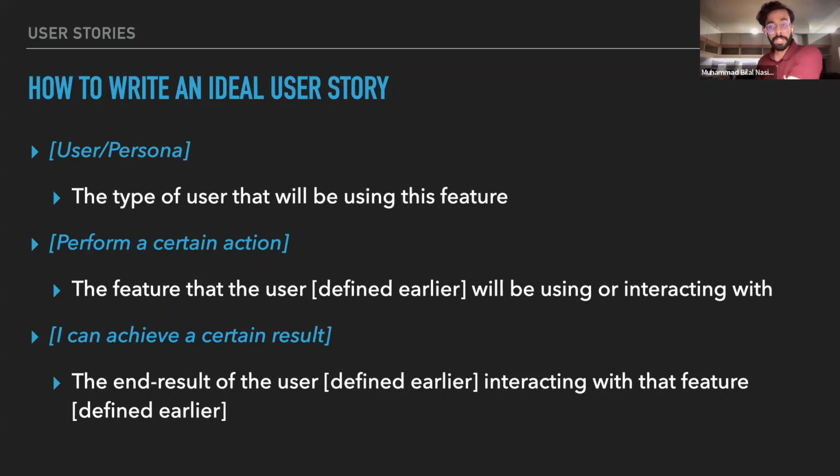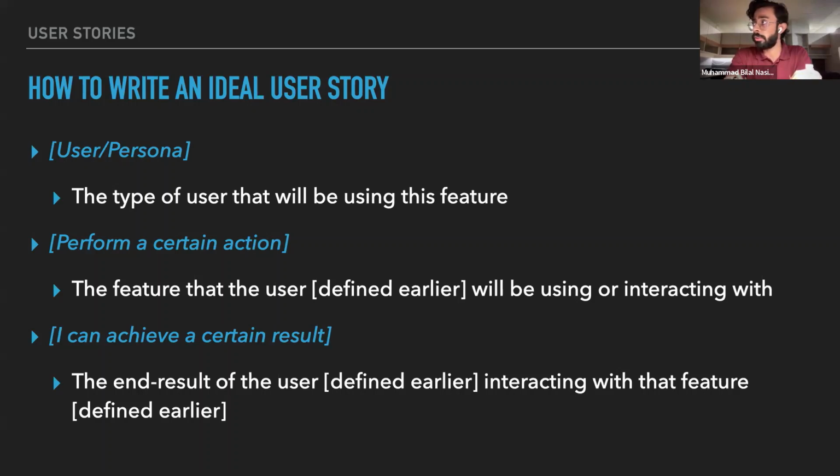And once I'm done performing that action, once I'm done interacting with that feature, what result will I end up with? So I can achieve a certain result: the end result of the user defined earlier interacting with that feature, which has also been defined earlier in the story. So this is a very basic, industry-wide accepted format or template to write an ideal user story.